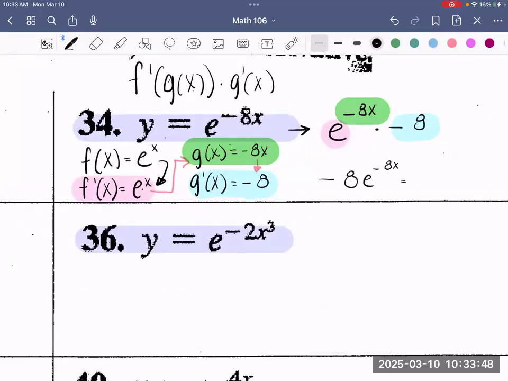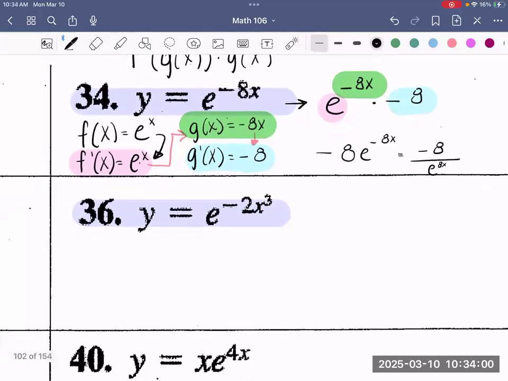Or if you want, because you have a negative exponent, we can keep a negative 8 above because that one does not have a negative exponent. Instead, we can drop this one down. So let's have you try number 36.